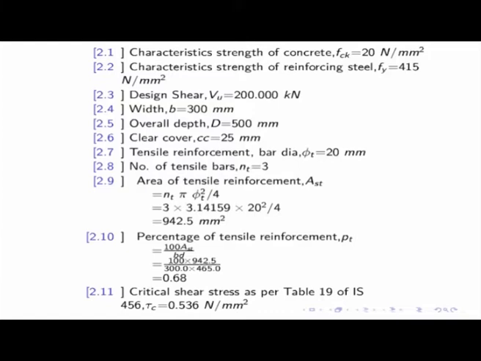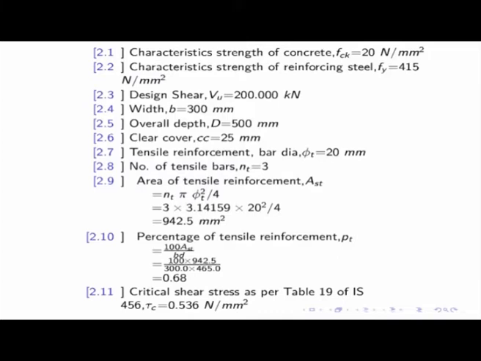It is very easy to give since I am doing it by programming. So this I have given. Tensile reinforcement 20 millimeter dia, 3 numbers. So it is coming 942.5. You can consider actually 942 square millimeter, that is sufficient.